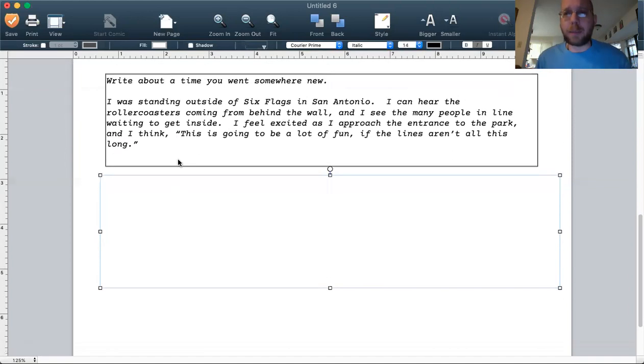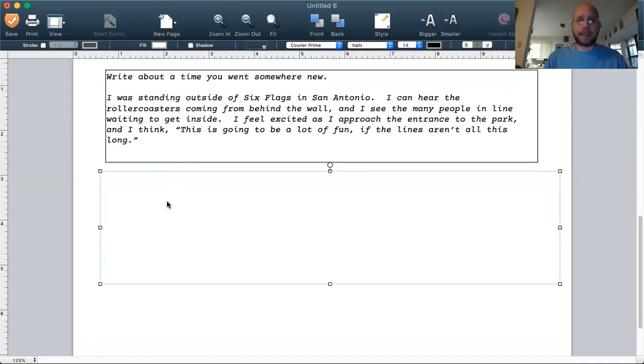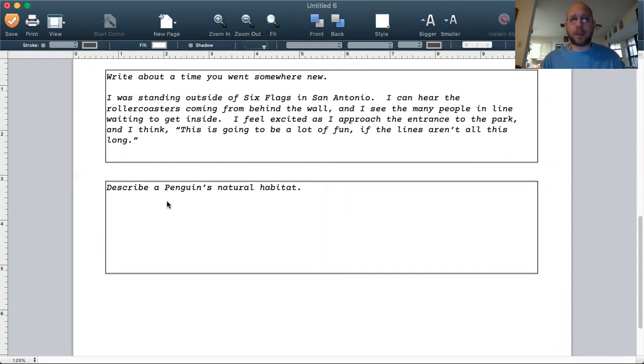So that's an example of a narrative that we can do. But like I said, this can also be used for expository. Describe a penguin's natural habitat. So again, I'm not talking about me anymore. I'm talking about the penguin. But where is the penguin? You can also talk about what they're doing.